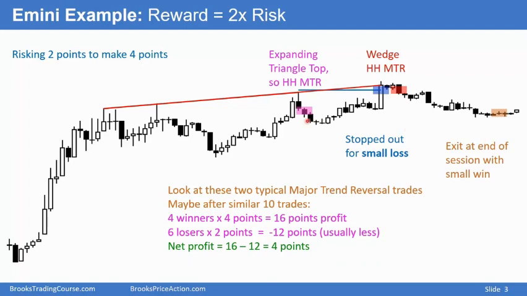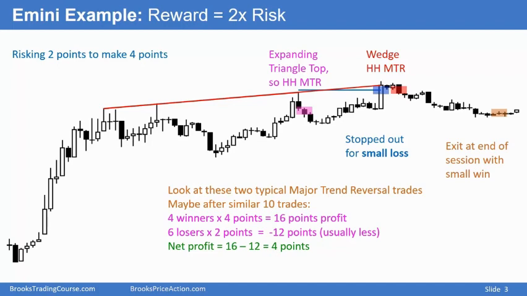Here we have 2 attempts at a top. Here, higher high major trend reversal. Here, a wedge. After 10 similar trades, you might have 4 winners with 4 points each for 16 points, and maybe 6 losers, 2 points each for minus 12 points, usually less, and your net profit would be 4 points. So if you take 10 trades, you would end up with a profit.